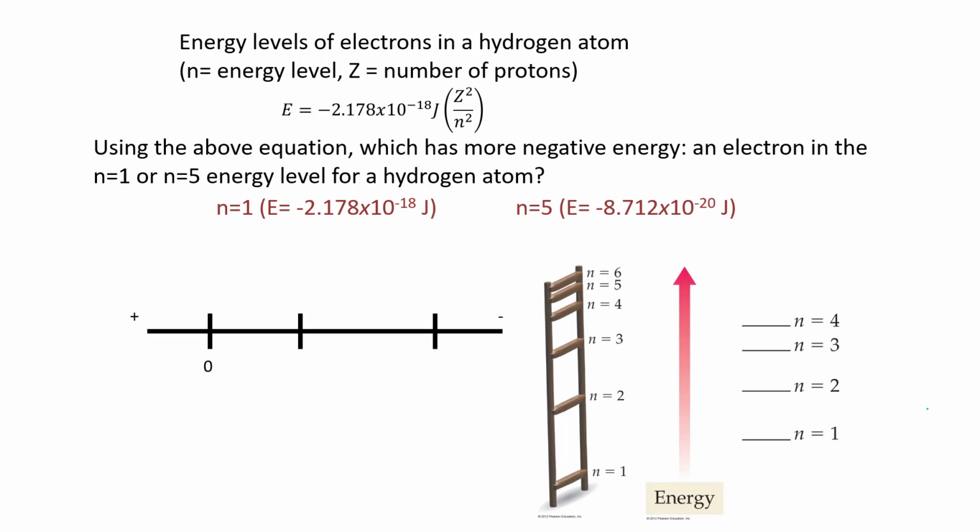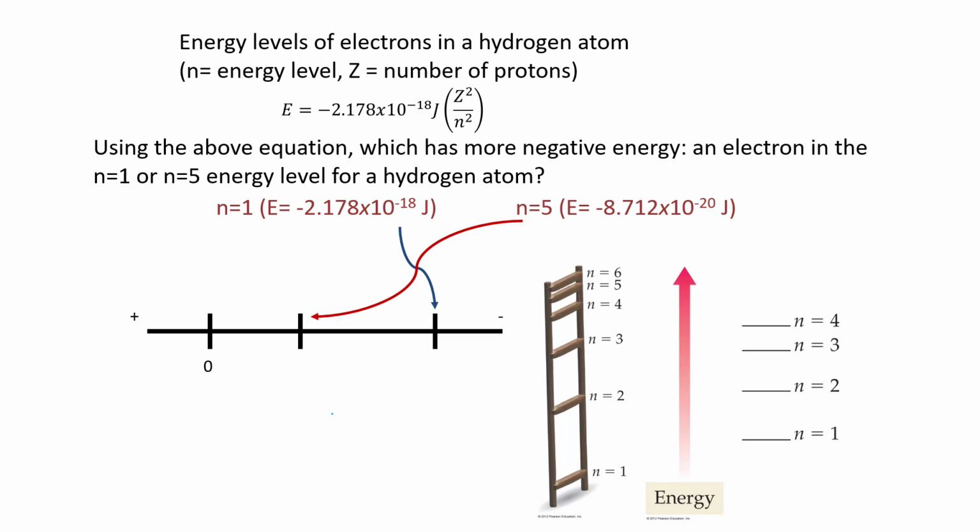That's a big number. But no, it's not. 10 to the negative 20 is a very, very small decimal. Remember, it's a point and then a whole bunch of zeros, and then the 8.7. How many zeros? 19. How many zeros in 10 to the negative 18? 17. And so it's actually a much smaller number for the n equals 5.